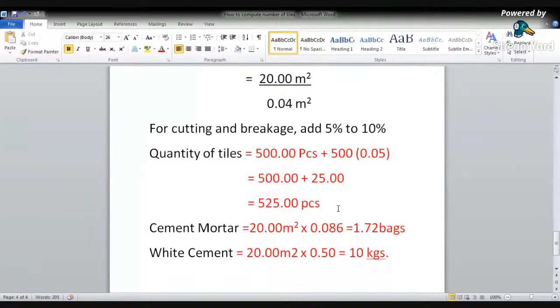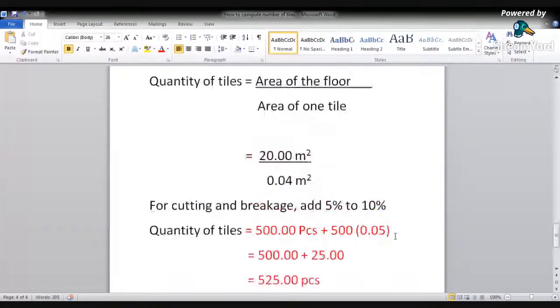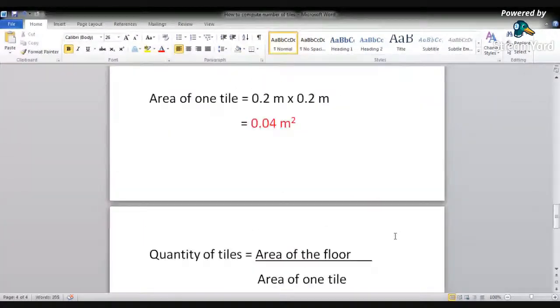After that, you need to compute the cement mortar. Cement mortar is equal to the area times 0.086 is equal to 1.72 bags. And white cement is equal to the area of the floor times 0.5 is equal to 10 kilograms. Now, maybe you will ask where I get this 0.086 and 0.5. Remember, this is a constant value. So I will show you the table above.